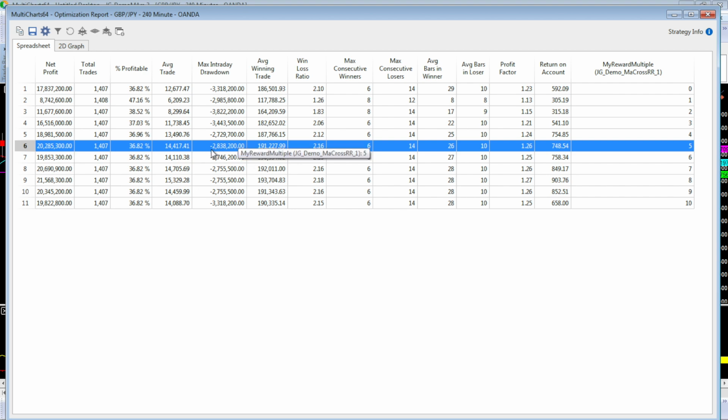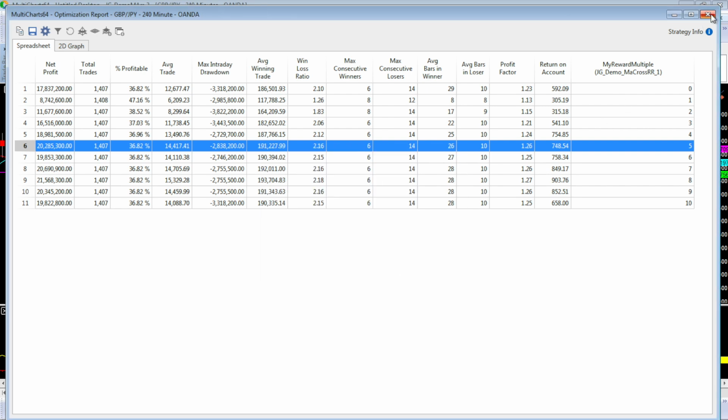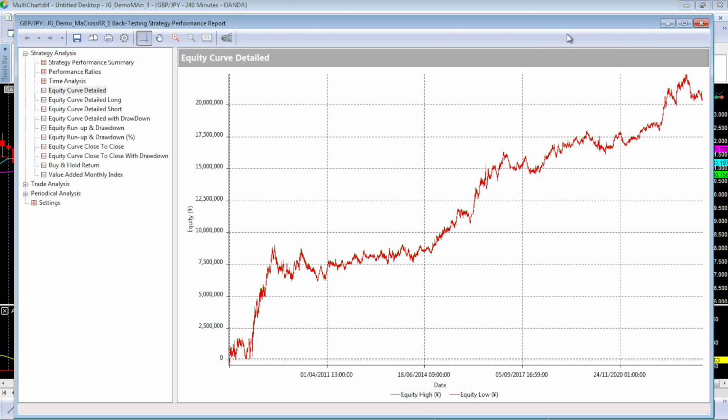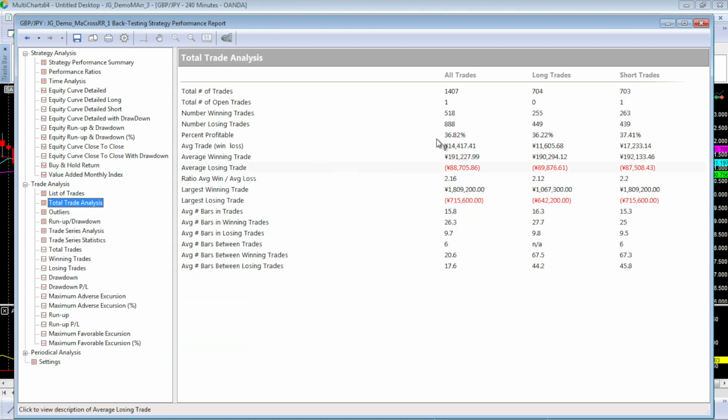Again, the max intraday drawdown has reduced. The average trade's increased now to 14.4 thousand and the net profit is 20.2 million. So let's select that and see what it looks like in the performance report. And again, equity curve hasn't changed dramatically, but we know from the numbers we're getting more net profit and less drawdown with a larger average trade. Percent profitable is very similar.